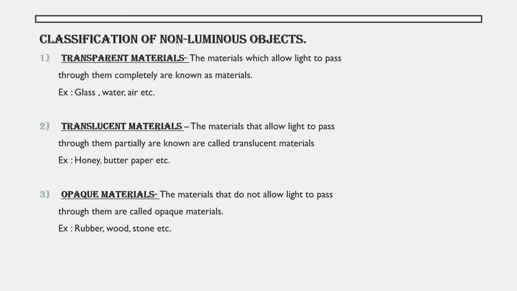Next is opaque material. The materials that do not allow light to pass through them are called opaque material. Means through which we cannot see the other side of the object at all, means light cannot pass through. Example, rubber, wood, stone, etc. These all are the examples.